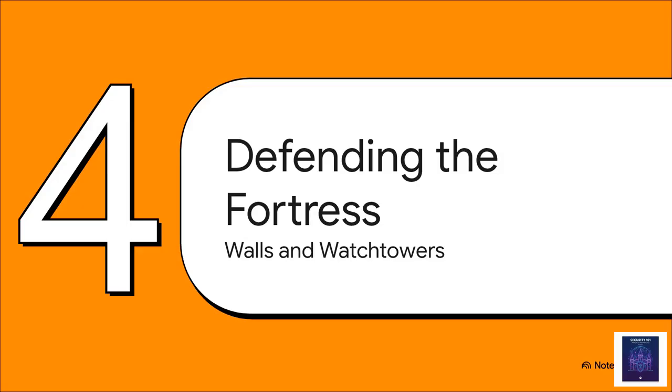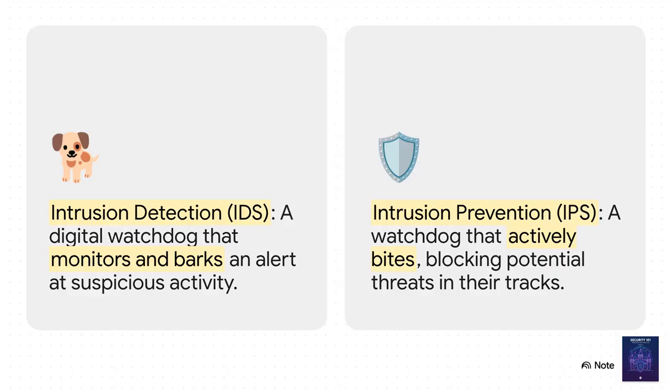All right, so our treasure is locked, and we've got strict rules about who can get near it. Now it's time to build the outer defenses, the walls, the moats, and the watchtowers that are going to protect our entire kingdom. So imagine you've got two types of guards patrolling your fortress walls. First, there's an intrusion detection system, an IDS. This is your watchdog. It's always on patrol, and if it sees anything suspicious, it starts barking like crazy by sending out an alert. Then you have an intrusion prevention system, or IPS. This is more like a guard dog. It doesn't just bark, it bites. It has the authority to actually block the suspicious activity and neutralize the threat right there on the spot.